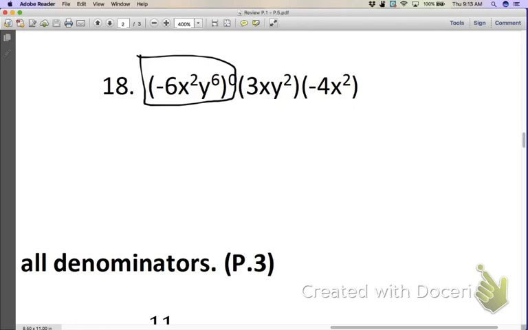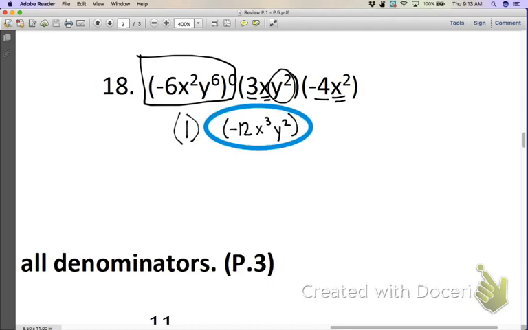1. So what is all of this going to turn into? Just a single 1, right? Then it just becomes 3 times negative 4, so negative 12. x times x squared is going to be x to the third. And then the only y that I have is y squared, so there you go. That's the move.